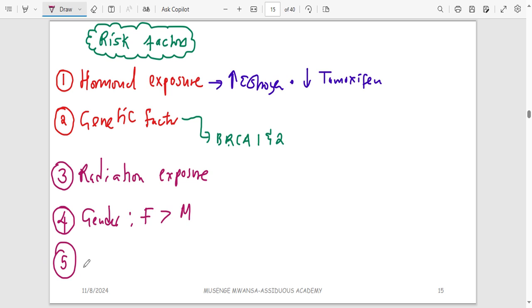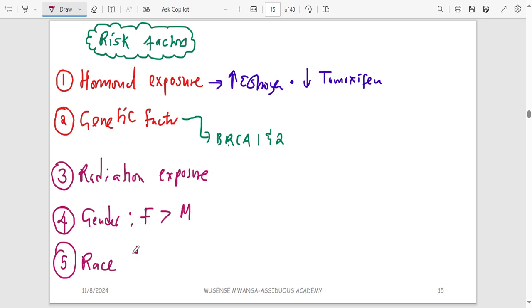Also race. Yes. Okay. Race is also going to be a factor that is going to contribute to having this genetic factor. So when you look at the African Americans, those are going to have an increased risk of getting breast cancer. Okay.